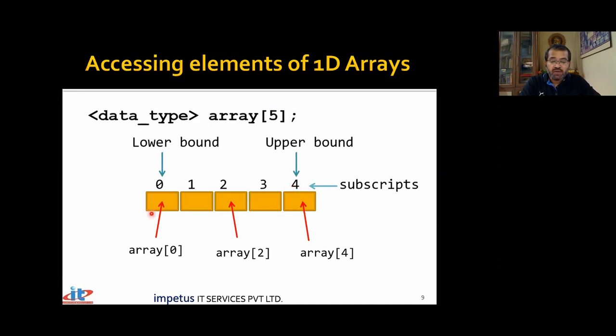So I want the value that is stored inside this variable. I am not interested in the entire group, but rather in an individual element from this array. So I say array, subscript operator, 0. When I say array of 0, I'm talking about the value of the first element inside this array. If I say array of 2, I'm talking about the value of the third element inside this array. If I say array of 4, I'm talking about the value of the fifth element inside this particular array.